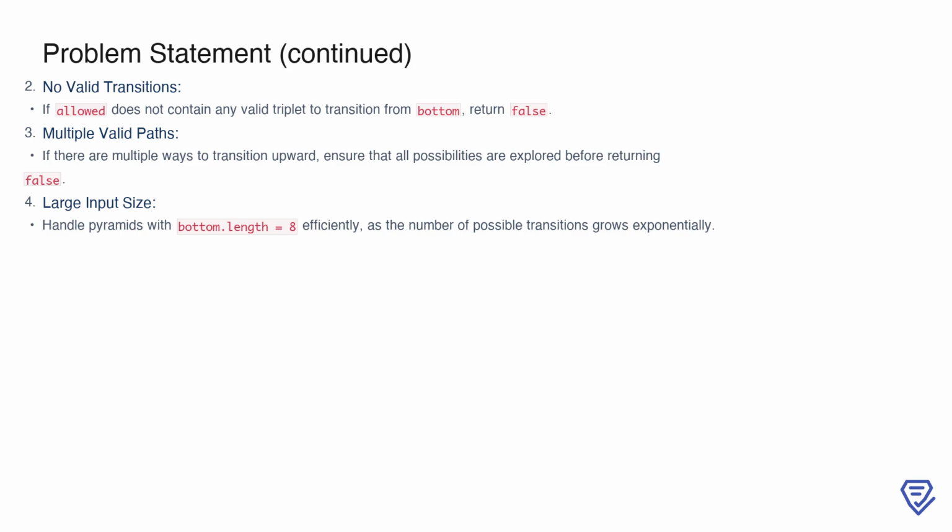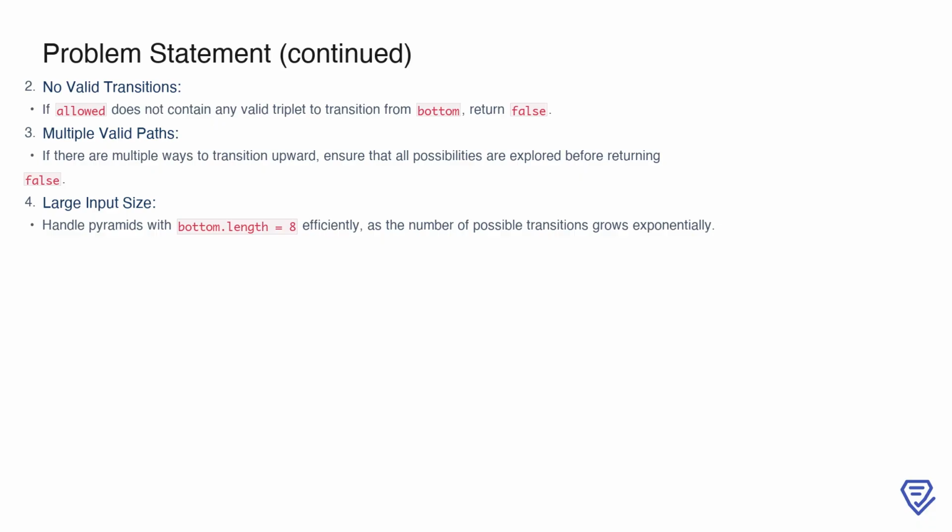When solving this problem, there are several constraints and edge cases to consider. First, if the bottom consists of a single block, the pyramid is already complete, and the answer is always true. Next, if no valid transitions exist in the allowed list for any pair of blocks in the bottom, the output should be false. Another important scenario is when there are multiple valid paths for transitioning upward. In such cases, it's necessary to explore all possible paths thoroughly before concluding that the pyramid can't be built.